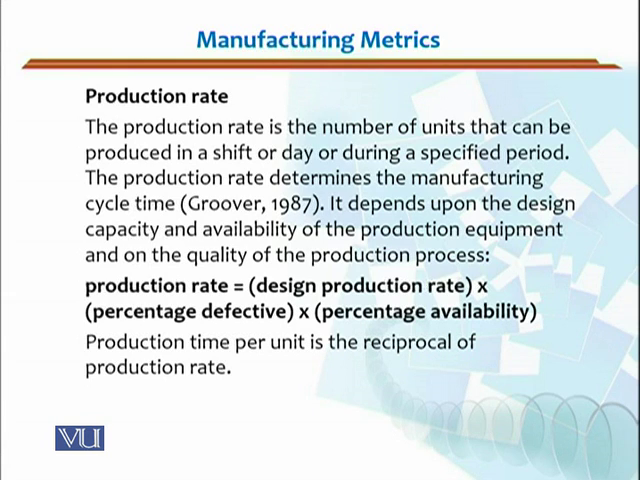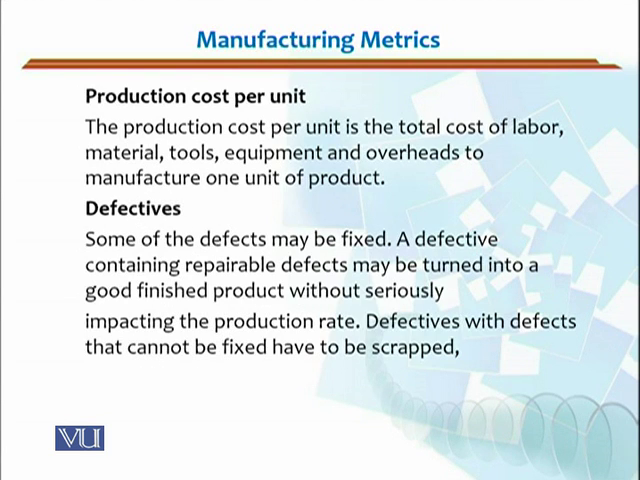So production time per unit is actually the reciprocal of production rate. So 1 over production rate will give you the production time per unit. That means 1 unit takes on the average how much of the production time. Then we have production cost per unit. The production cost per unit is the total cost of labor, material, tools, equipment, and overheads to manufacture 1 unit of product. So this is the total cost, which includes your labor, material, tool, equipment, and overheads.